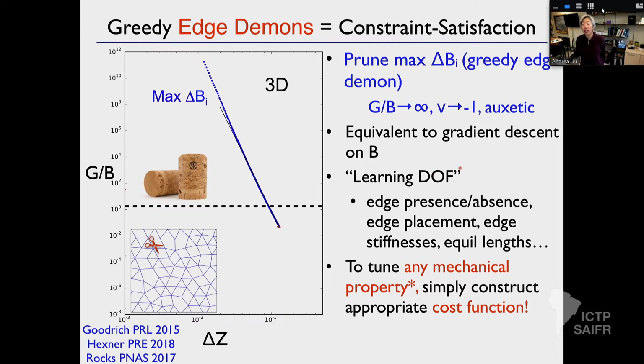We're introducing these degrees of freedom on the bonds, saying they can either be there or I can take them away. That's it. I'm introducing a degree of freedom. That's what my pruning daemon is doing.